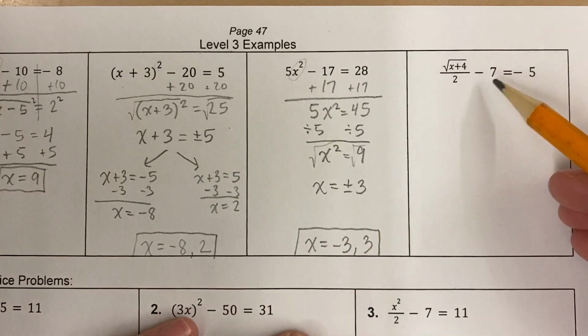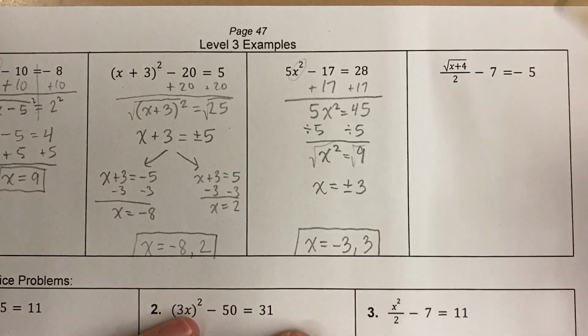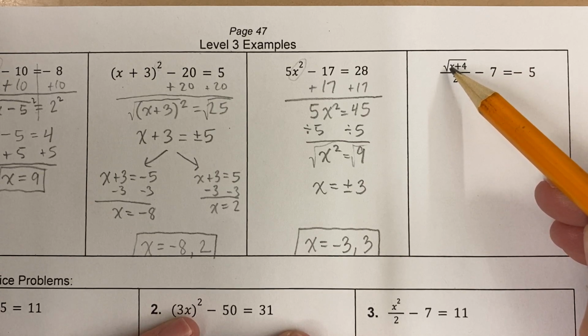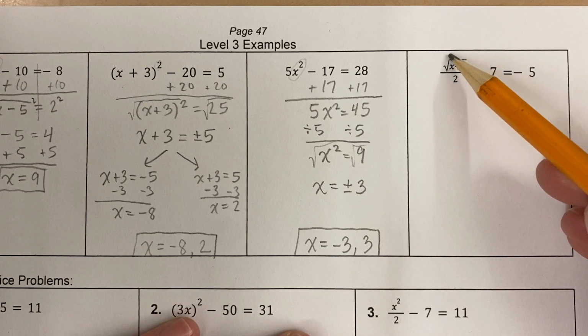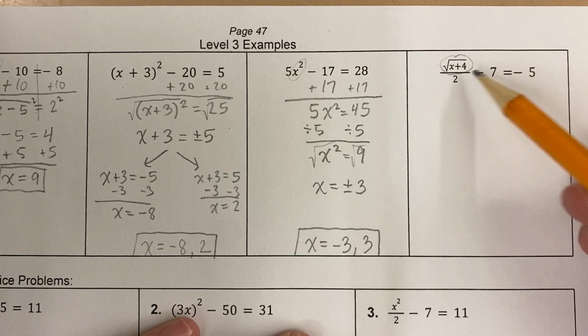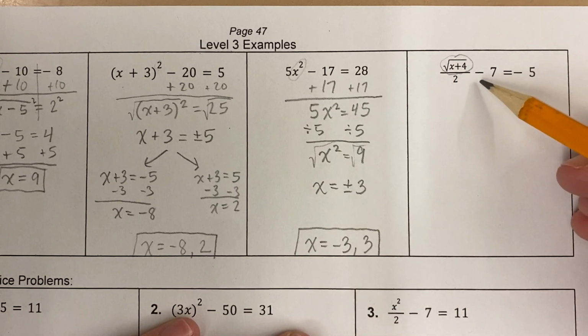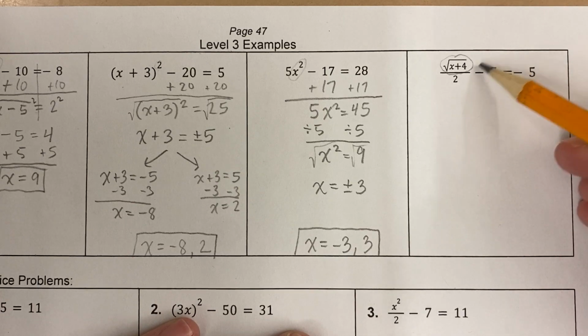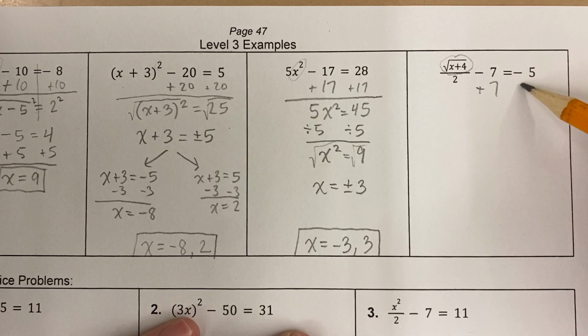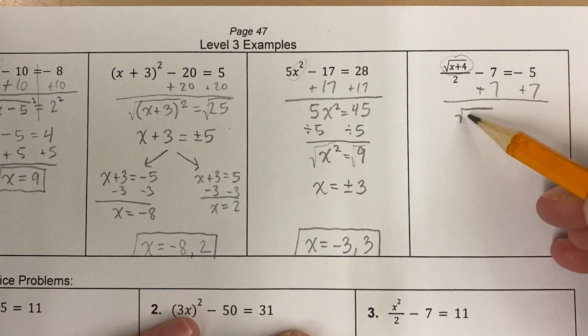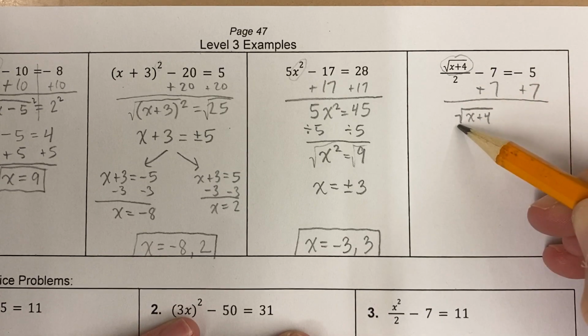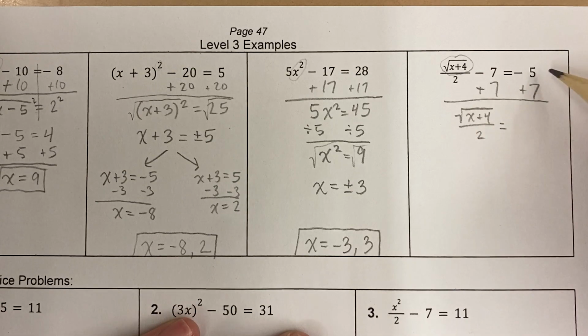All right, let's take a look. I have lots happening here. Here's my x. I need to get my x by itself. I notice that it's inside a square root sign, but see this square root sign? I have to get that by itself on one side of the equal sign before I can touch it. So first I'm going to get rid of this minus 7, right? We always deal with addition and subtraction first. So I'm going to go ahead and add 7 to both sides. So I still have the square root of x plus 4, over 2, equals negative 5 plus 7, which is 2.